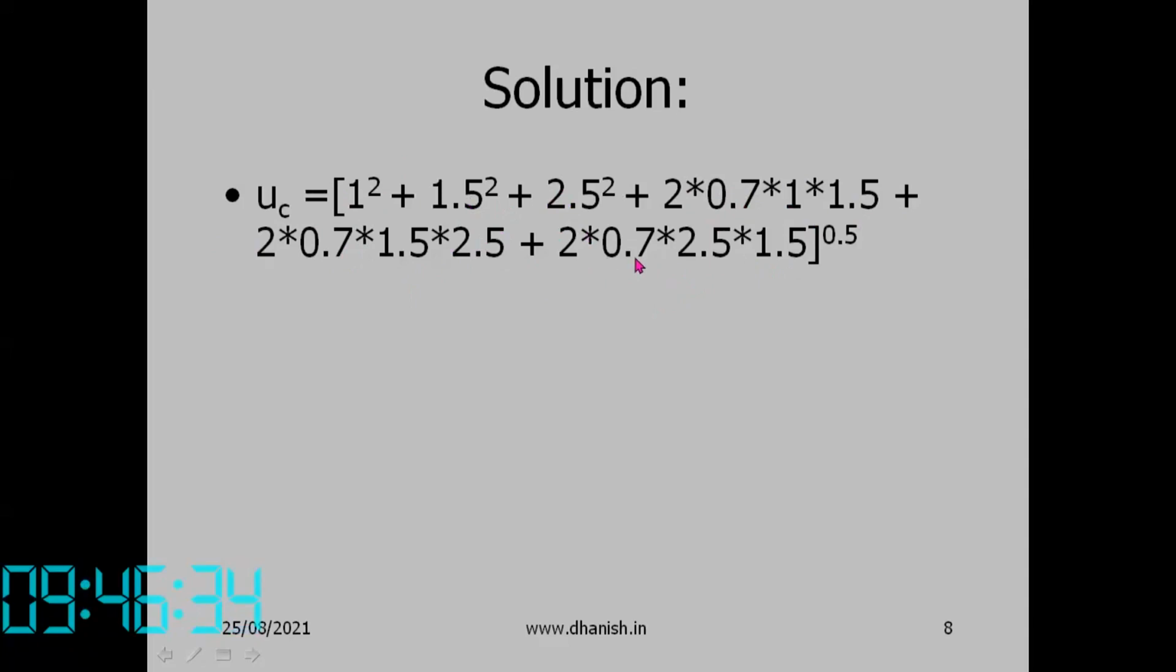Two into 0.7 into, sorry, there's a 1 and 1.5. Okay, one of these should be 1 and 1.5, 1 and 2.5, and then 2.5 and 1.5. So these two, I don't remember the sequence. So okay, I think please cross check the answer whether there's a mistake here or not. I'm not sure now.